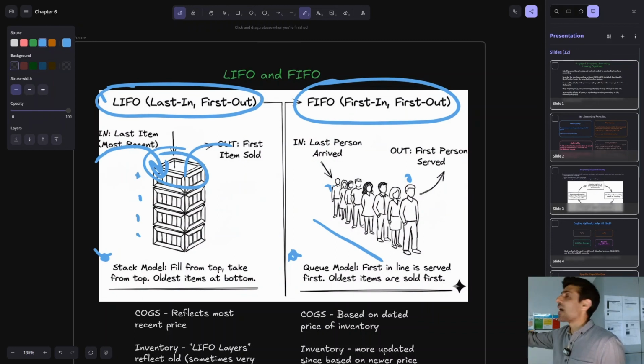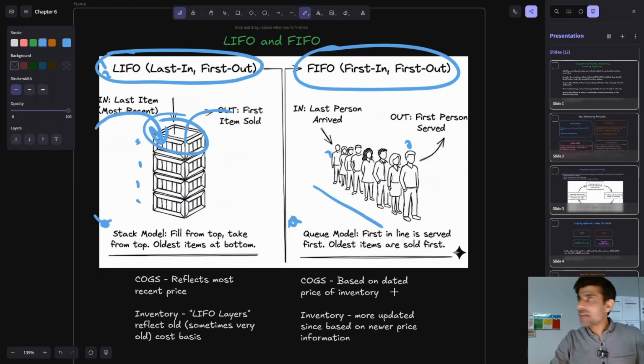You can also think about FIFO as like the milk at the grocery store. They put the newest one in the back, and the one that's closest to you that you're pulling out is the oldest, right? Because they're trying to get rid of that first. Okay. So again, however you want to think about it.